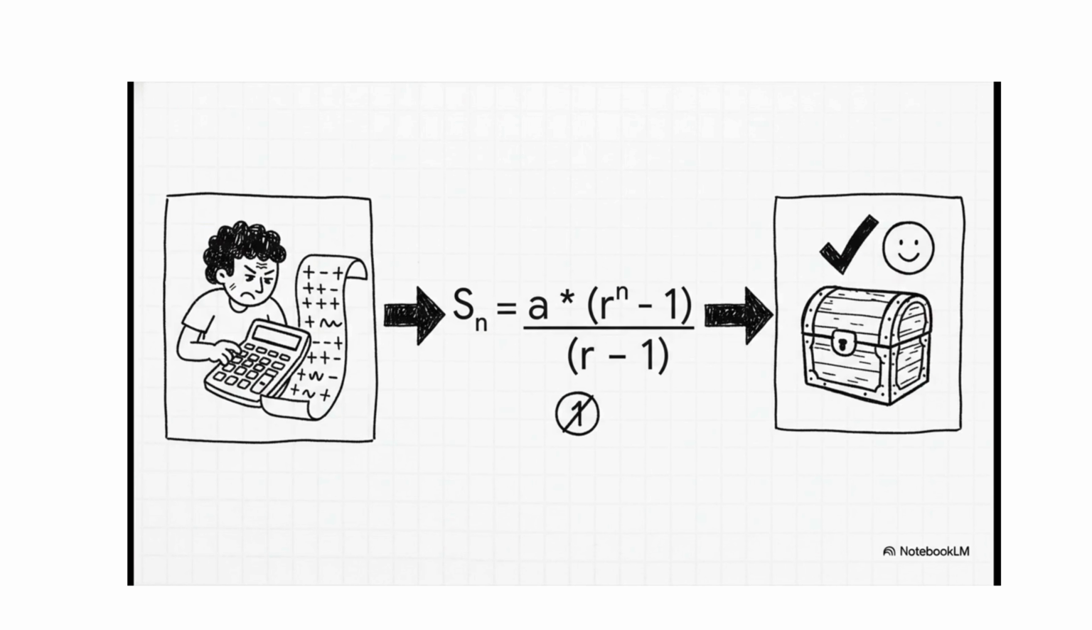And yep, just like with APs, we've got a shortcut formula for adding up all the terms in a GP. This is the tool that lets us find the total of these rapidly growing numbers without the massive headache of trying to do it all manually.